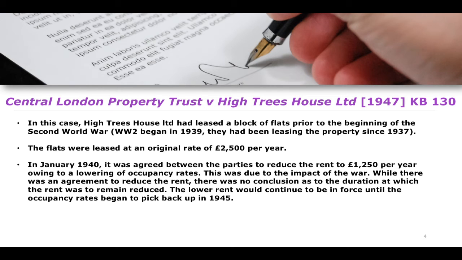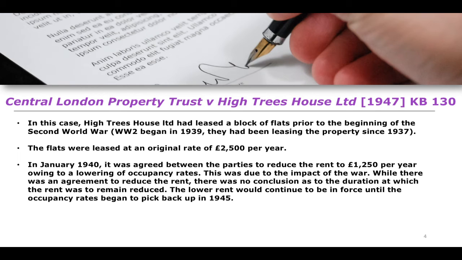In January 1940, it was agreed between the parties to reduce the rent to £1,250 per year, half the rent, owing to the lowering of occupancy rates. Obviously, this was due to the impact of the war, people going off to war, people moving around the country in different ways, and so there was a major demographic shift in the whole country as a result of the Second World War.